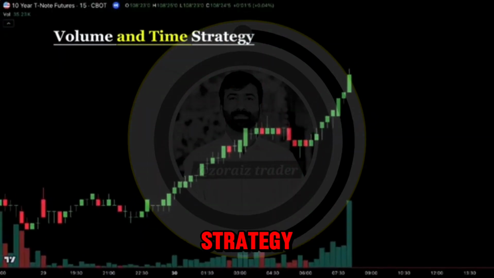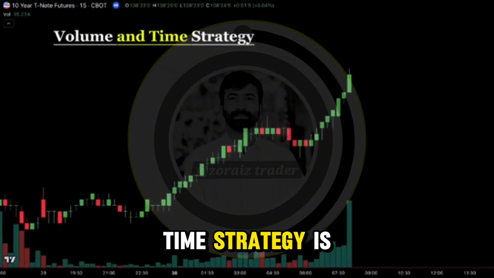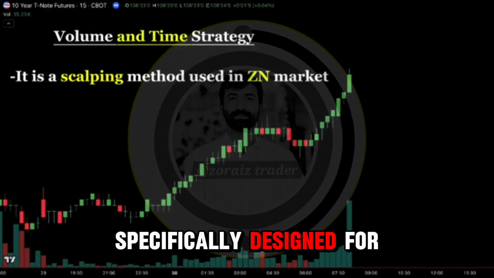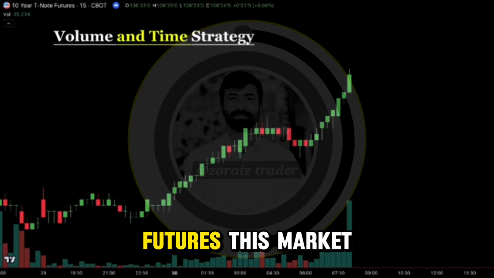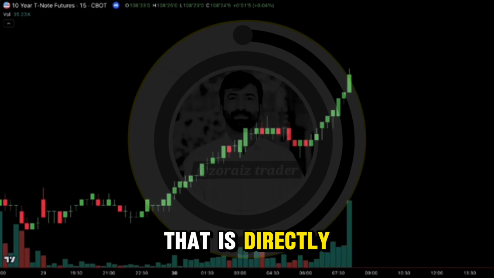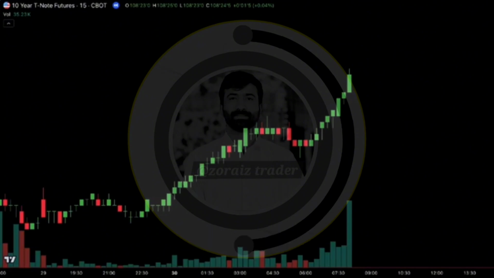Volume and time strategy. The volume and time strategy is a scalping technique specifically designed for the ZN market, which refers to the 10-year United States Treasury note futures. This market is a type of futures contract that is directly linked to the bond market.